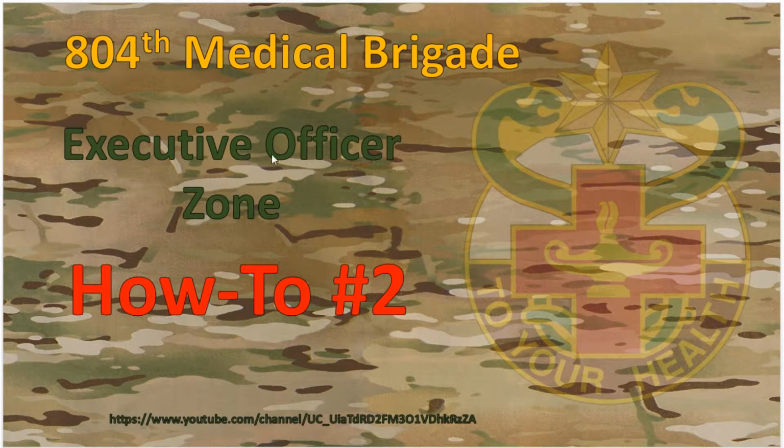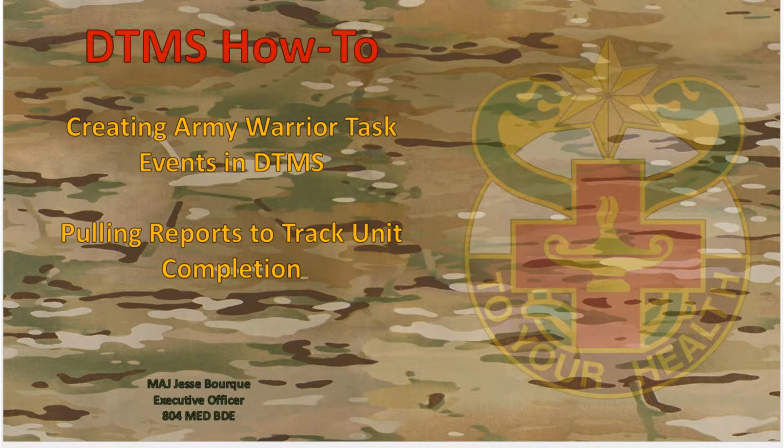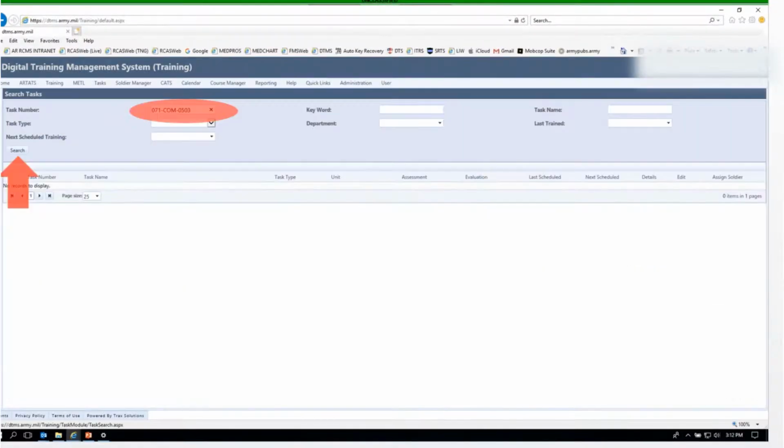So just an addendum to how to number 2, which is the input of Army Warrior tasks in DTMS. One of the things I noticed is that when pulling the reports, there was a little bit of confusion with regard to how the numbers were being tallied, and I realized what the root cause of that was. So using the same slide deck, I'm just going to advance forward and make a clarification.